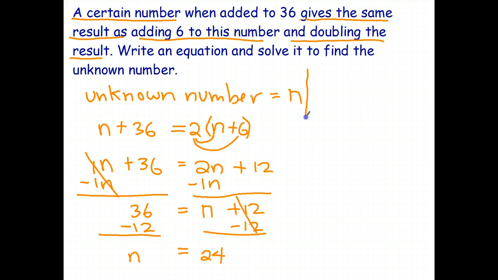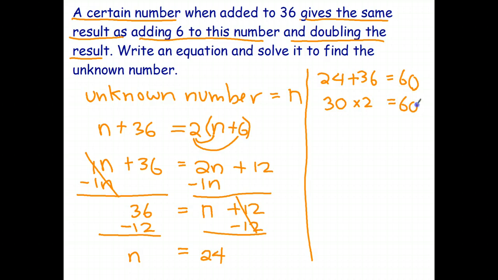Let's just check it to make sure we haven't made any mistakes. So a certain number, when added to 36, so that's 24 plus 36, and that gives us 60. Gives the same result as adding 6 to this number and then doubling the result. Well, 24 plus 6 is 30. Doubling the result also gives us 60. So n equals 24 is the solution to that equation.